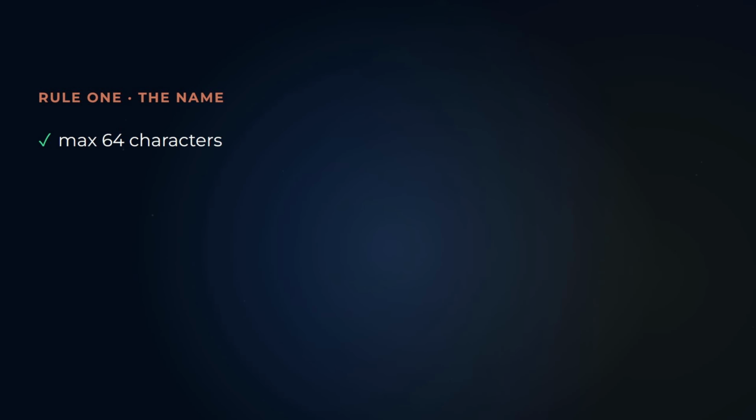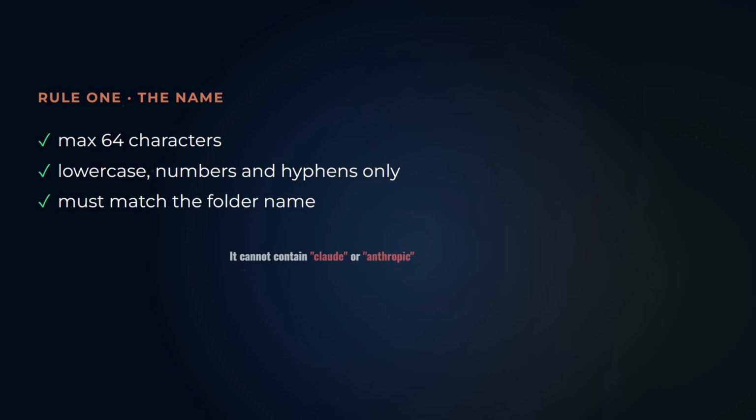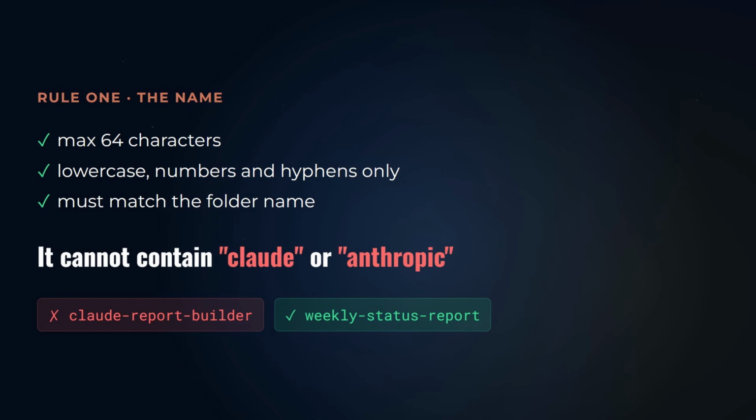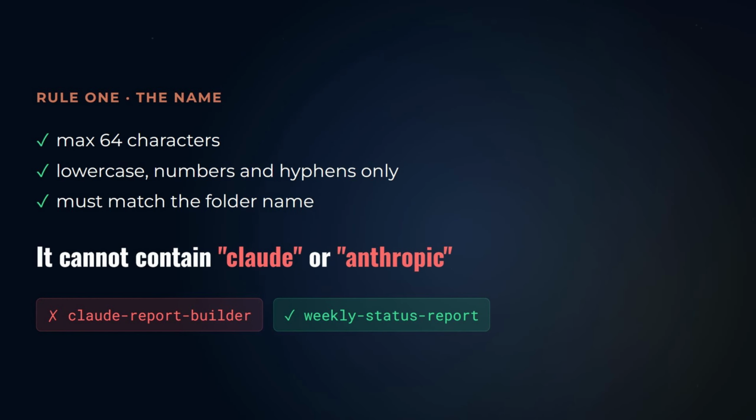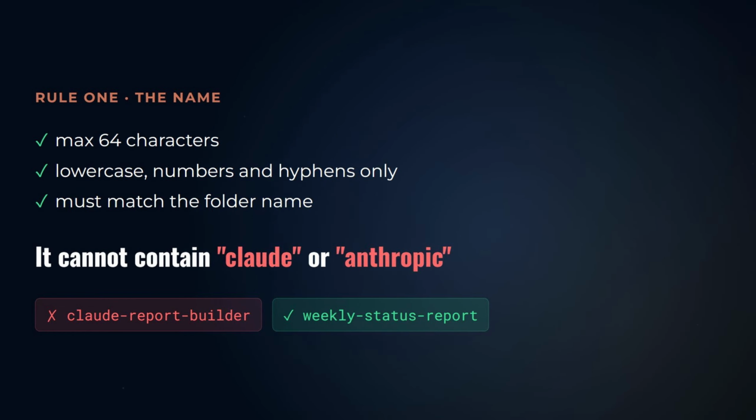Let's do the name first because it has real rules and they'll reject your skill if you break them. It can be up to 64 characters. It can only contain lowercase letters, numbers, and hyphens. So no spaces, no underscores, and no capitals. Your folder name should match it exactly.